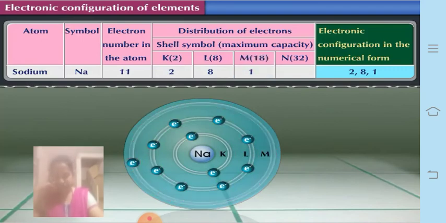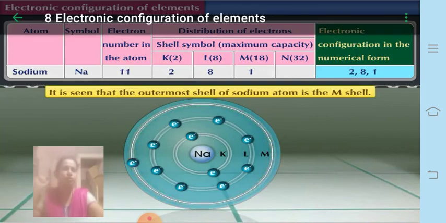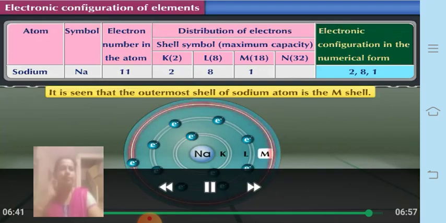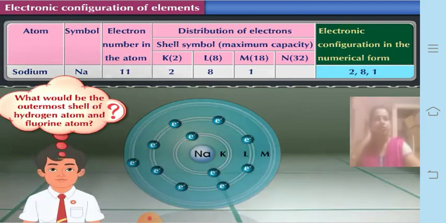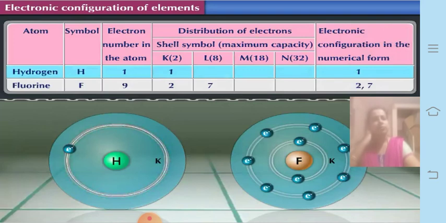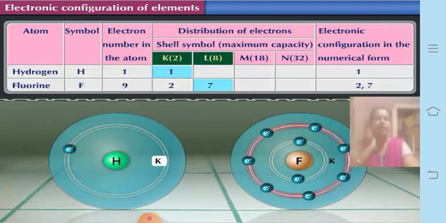So this is the shell diagram. It is seen that the outermost shell of the sodium atom is the M shell. So what would be the outermost shell of the hydrogen atom and the fluorine atom? It's very easy. The outermost shell of hydrogen is the first one only, because it has only one shell, whereas that of fluorine is the L shell. So this is regarding the electronic configuration.